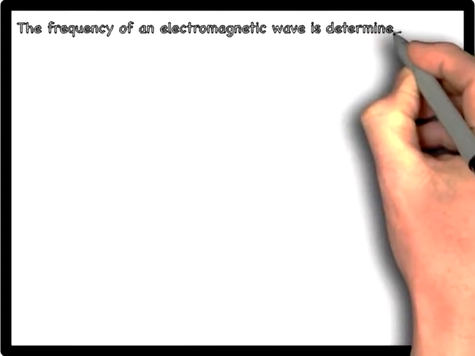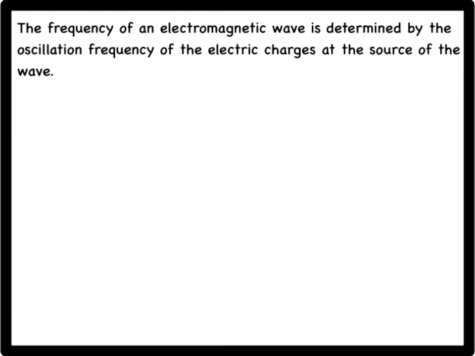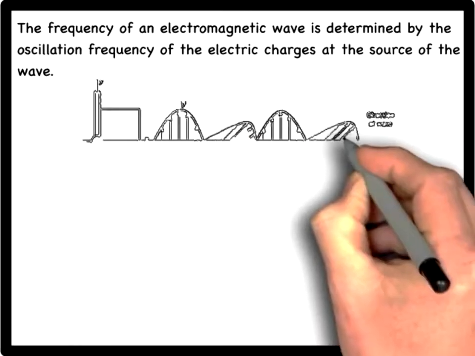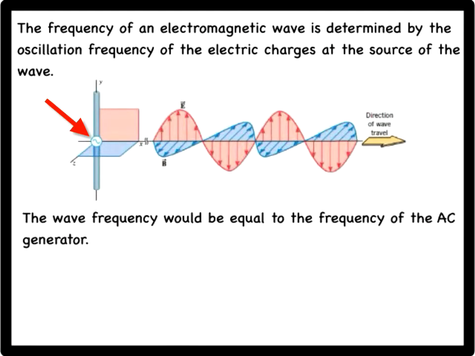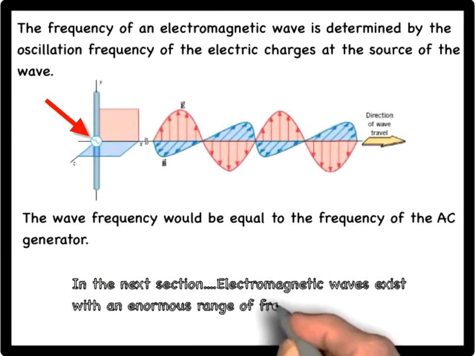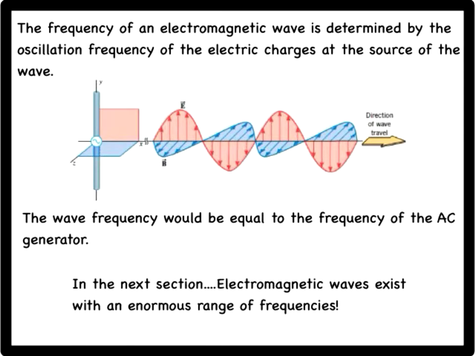The frequency of an electromagnetic wave is determined by the oscillation frequency of the electric charges at the source of the wave. In our previous figure, the wave frequency would be equal to the frequency of the AC generator. We'll see in the next section that electromagnetic waves exist with an enormous range of frequencies.